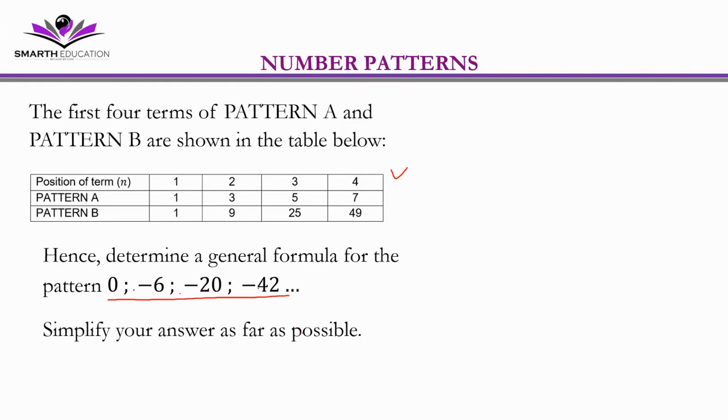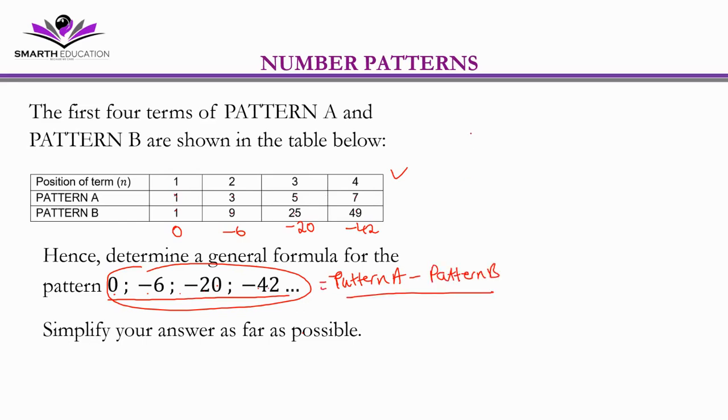So how can we get 0, -6, -20, -42 from pattern A and B? If we say pattern A minus pattern B, 1 minus 1, that's 0. 3 minus 9, that's -6. 5 minus 25, that's -20. 7 minus 49, that's -42. So now it means this pattern, we get it by saying pattern A minus pattern B.